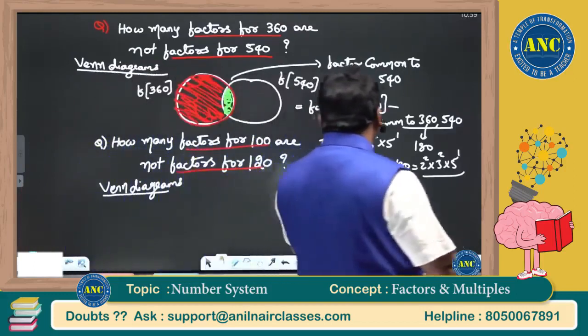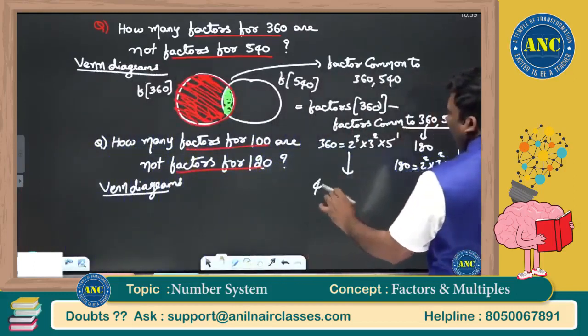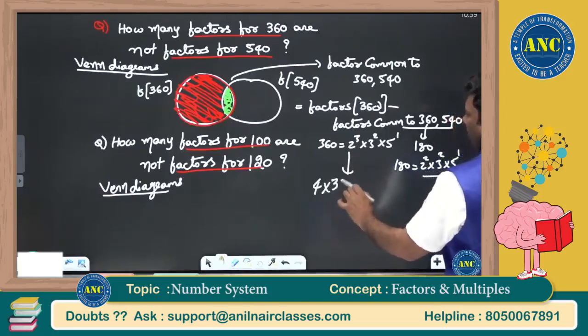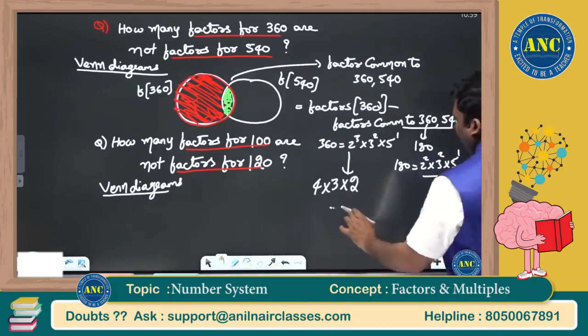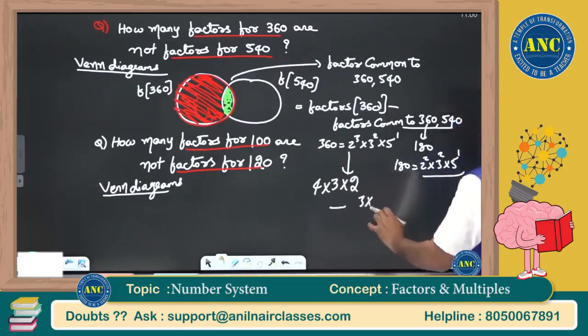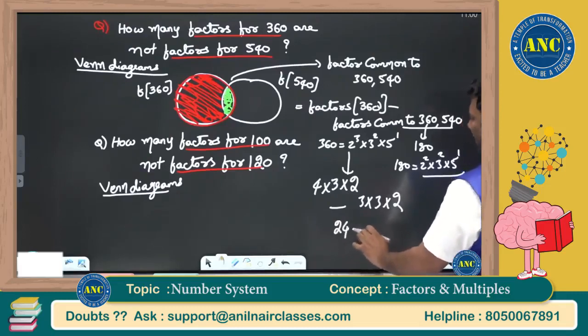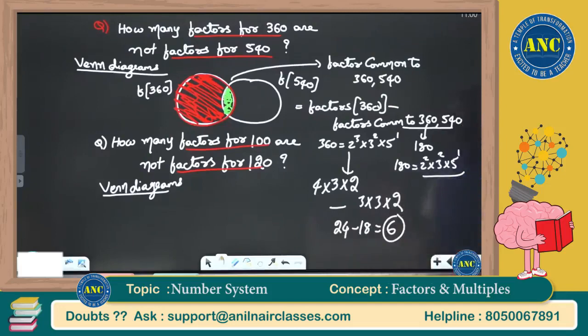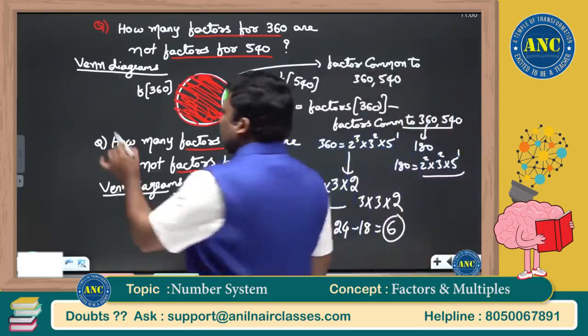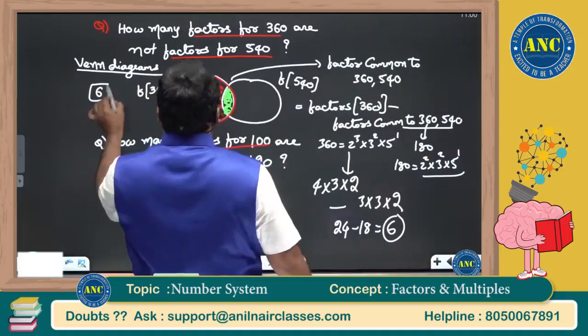So what are the factors for this number? 4 into 3 into 2, from powers 0 to 3, 0 to 2, 0 to 1. Minus, what are the factors for this number? 3 into 3 into 2. 24 minus 18. The answer for this question is 6.